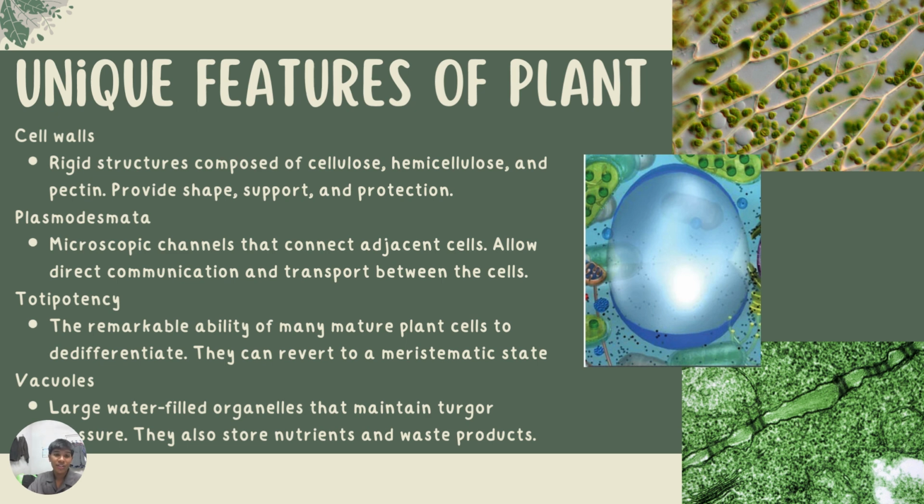Next slide is unique features of plant tissue. For the first one, we have cell walls, a structure composed of cellulose, hemicellulose, and pectin, which provide shape, support, and protection. And the second one, we have plasmodesmata, microscopic channels that connect adjacent cells and allow direct communication and transport within the cell. And the third one, totipotency, the remarkable ability of many mature plant cells to differentiate.